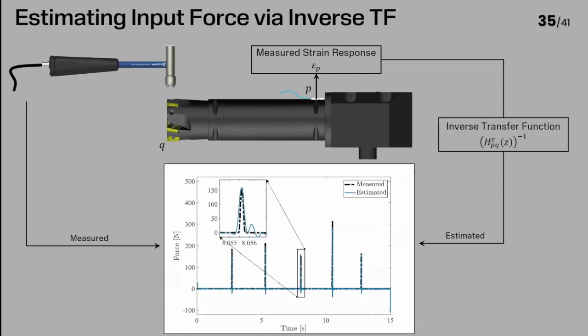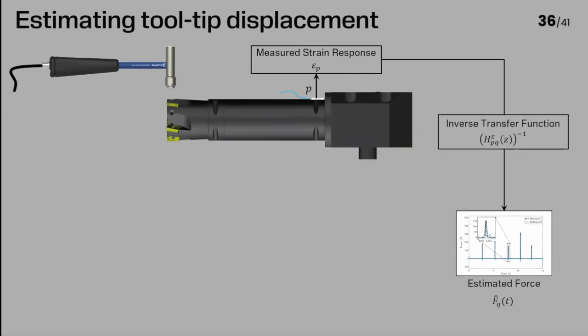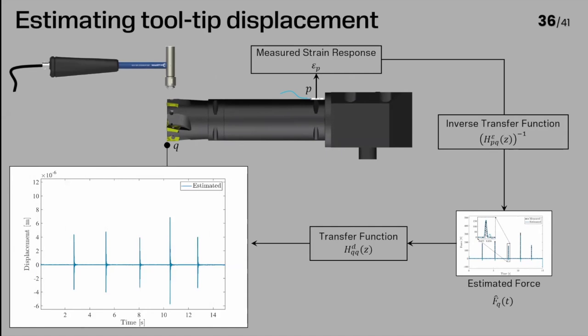If we utilize the measured strain response, we can estimate this input force through an inverse transfer function. And results show good accuracy in this force estimation by using the proposed method. And then we utilize this estimated force, applying it to a transfer function to estimate the tool-tip displacement. However, the displacement sensor was not available in the lab at the moment.